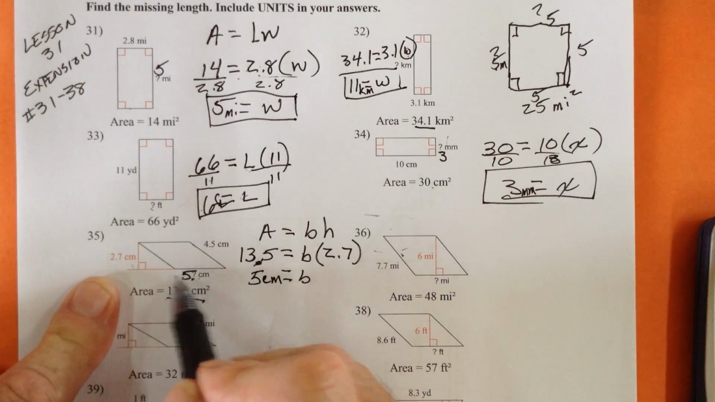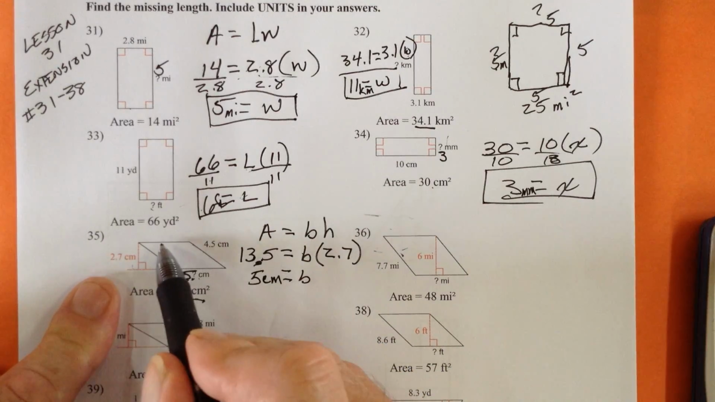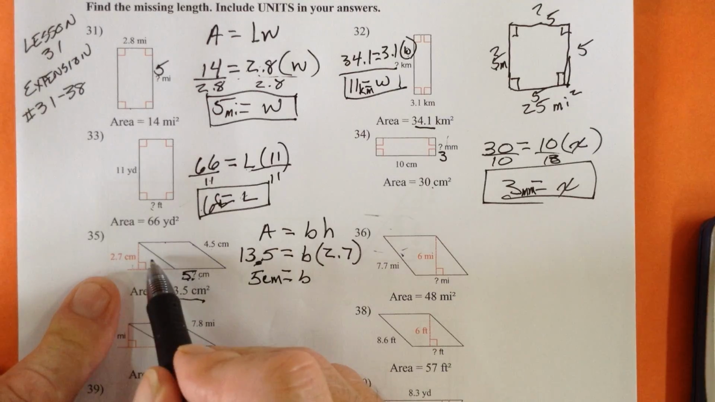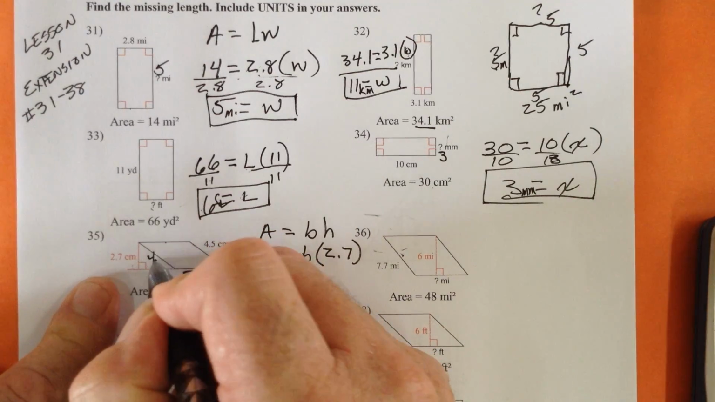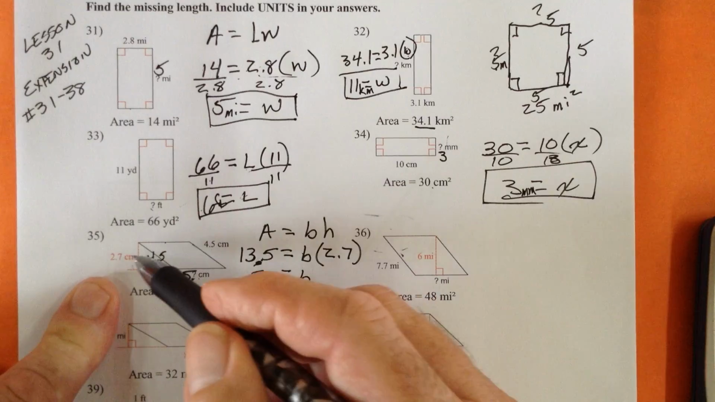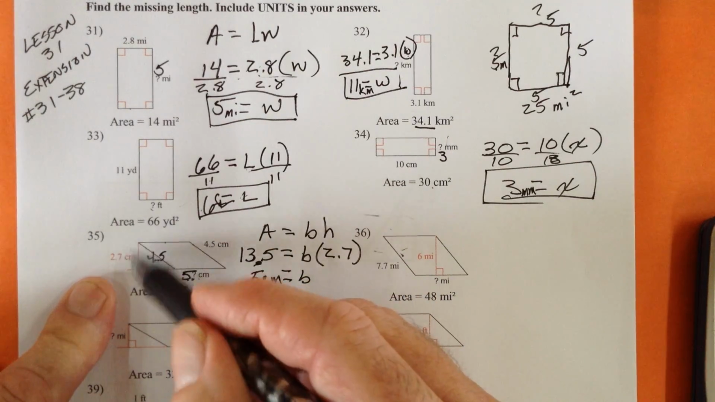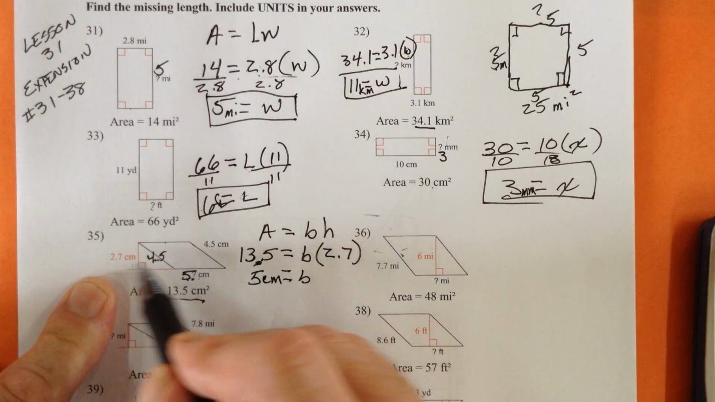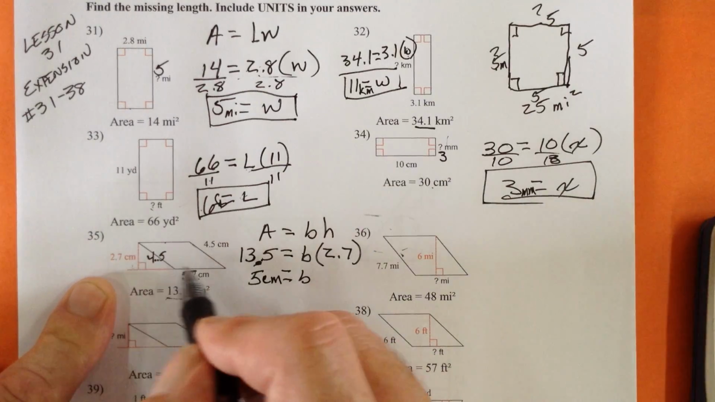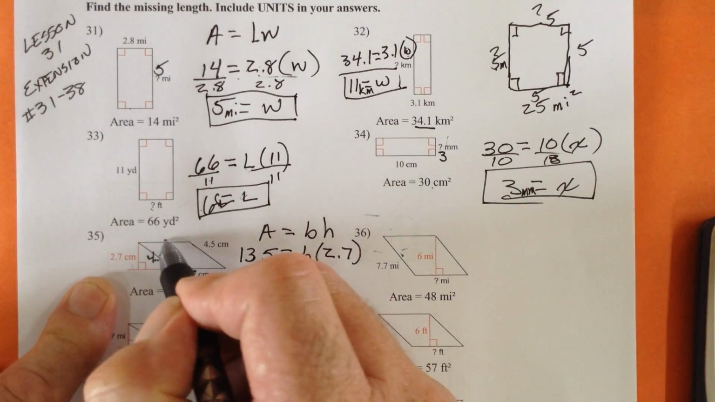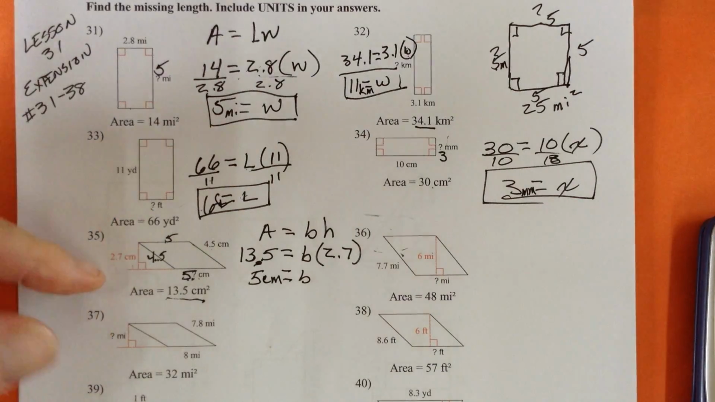Now I can find the perimeter. 5 plus 5 plus 4.5 plus 4.5. This will be 4.5. Okay? This is the height. You won't go plus 2.7 plus 2.7. You have to use the distance around. So that won't be 5 up there.